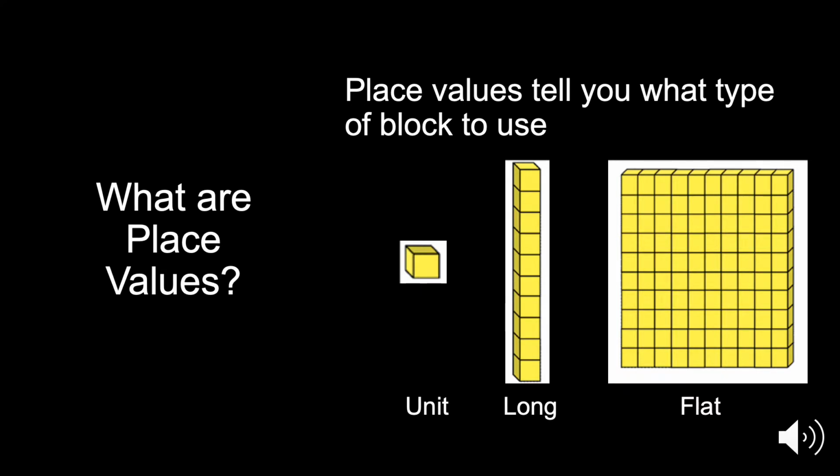What do these blocks have to do with place values? Let's just start by asking the question, what are place values? Place values tell you what type of block to use. We have 3 blocks that we are going to be looking at today. The unit, which we learned was 1, the long, which we learned is 10, and the flat, which we learned is made of 100 blocks. Now let's see how these blocks look on paper.